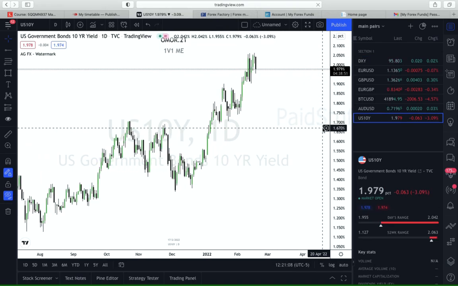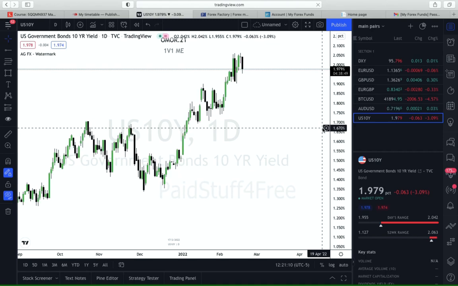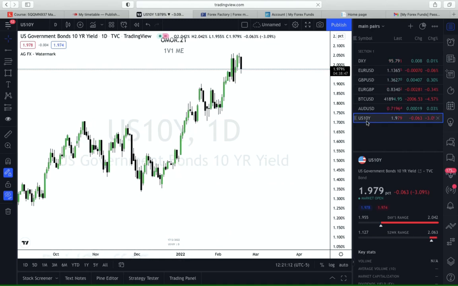This has been lesson 2, US 10-year bond yield. And what this does is it gives you the bigger narrative for the DXY, because the value of the DXY is derived from the yield of the US 10-year bond yield. As the bond yield goes down, the value of the DXY goes down, vice versa. They have a positive relationship. So that's been lesson 2.